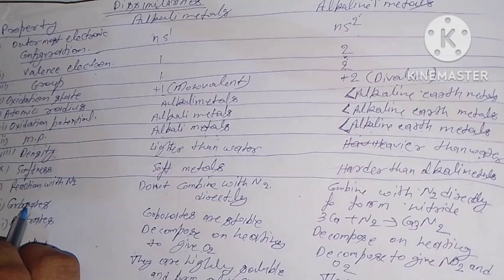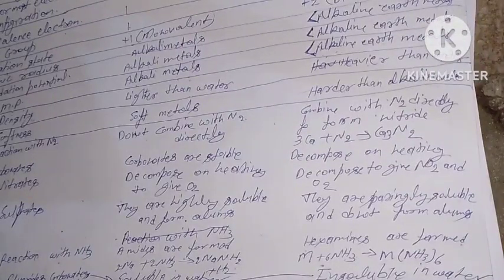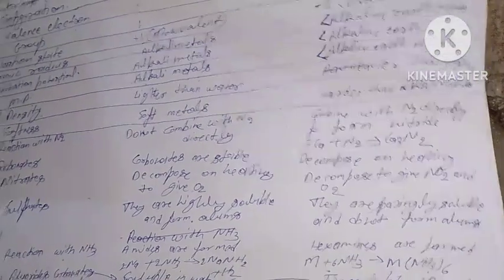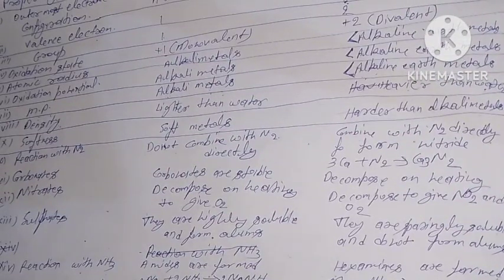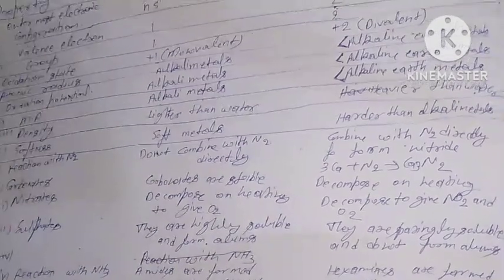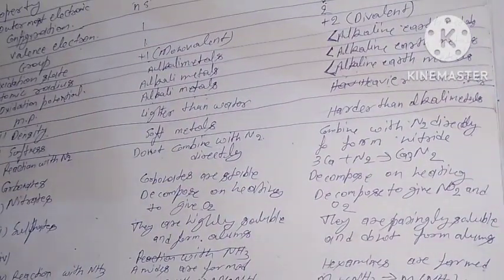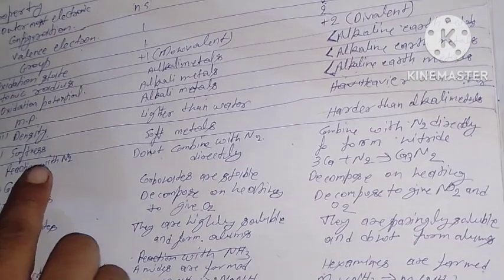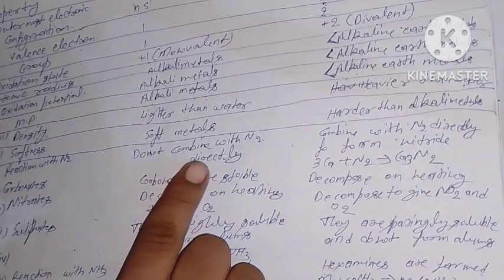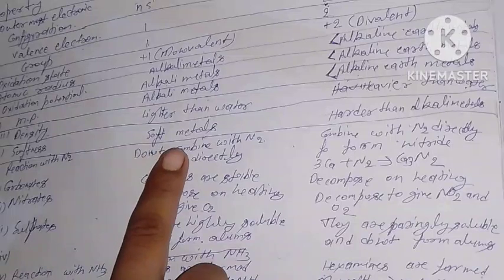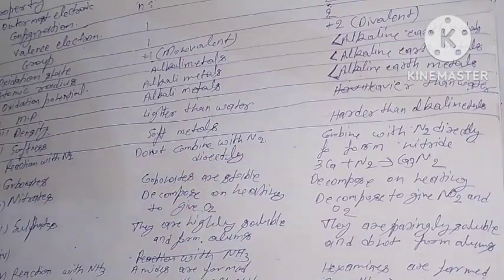Next point, reaction with nitrogen. Alkali metals do not combine with nitrogen directly.